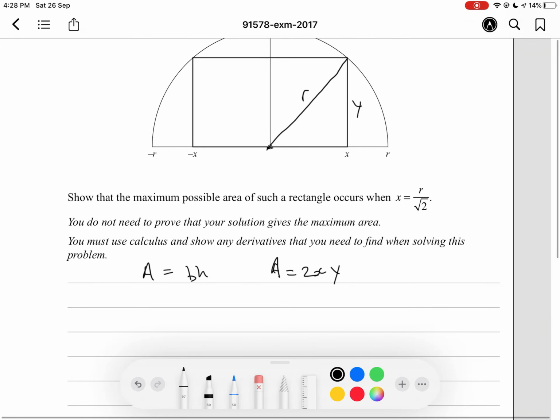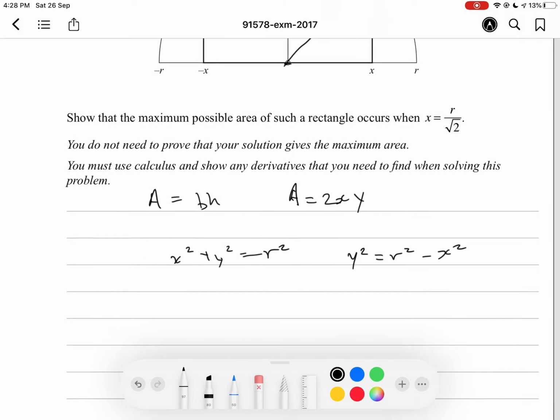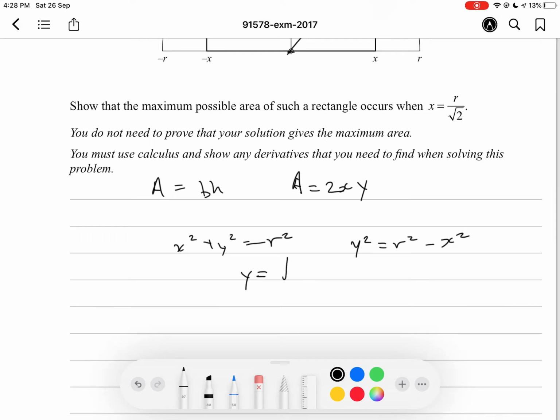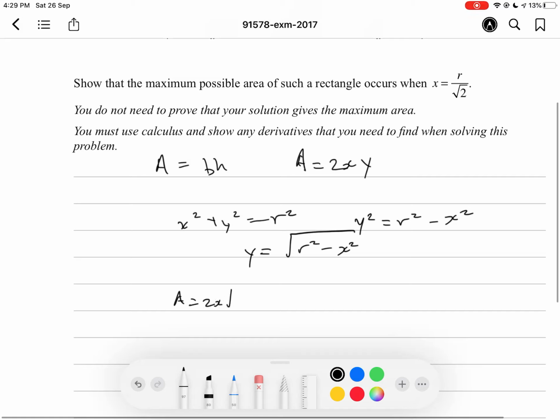So in this case, we can make an equation using Pythagoras' theorem: x squared plus y squared equals r squared. Therefore, y squared equals r squared minus x squared, and if we make y the subject, y equals the square root of r squared minus x squared. Now we have an equation for y in terms of x. The reason it's y in terms of x is because r is a constant, as the radius of the semicircle stays the same. So therefore, A equals 2x times the square root of r squared minus x squared.